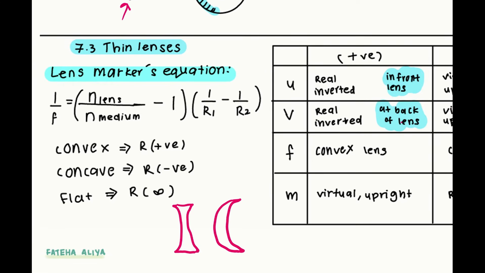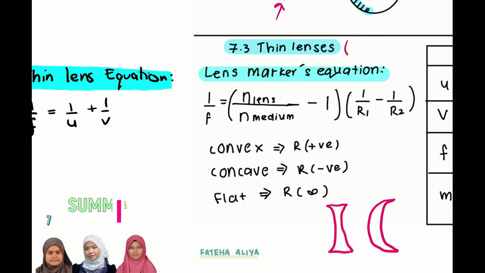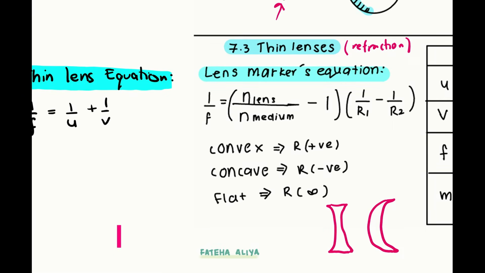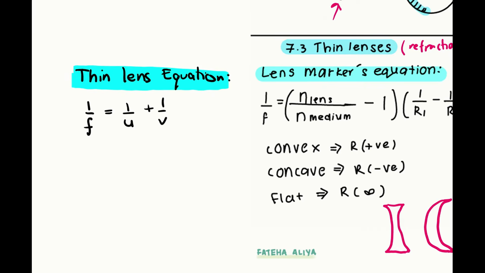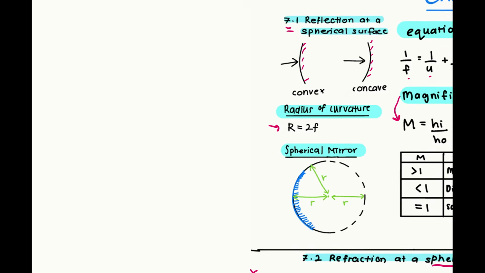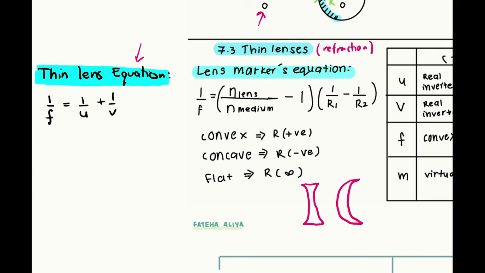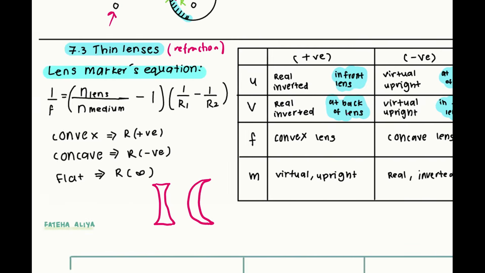For 7.3, thin lens equation, we go to lenses. This time again, we are still focusing on the light phenomenon of refraction, the same as the second subtopic discussed earlier. The thin lens equation is basically equal to the mirror equation, so 1 over f equal to 1 over u plus 1 over v. We can also talk about the magnification for thin lenses. The sign convention is equal.